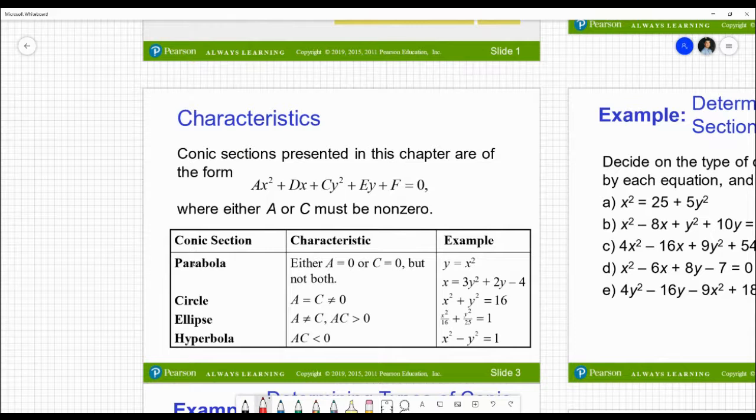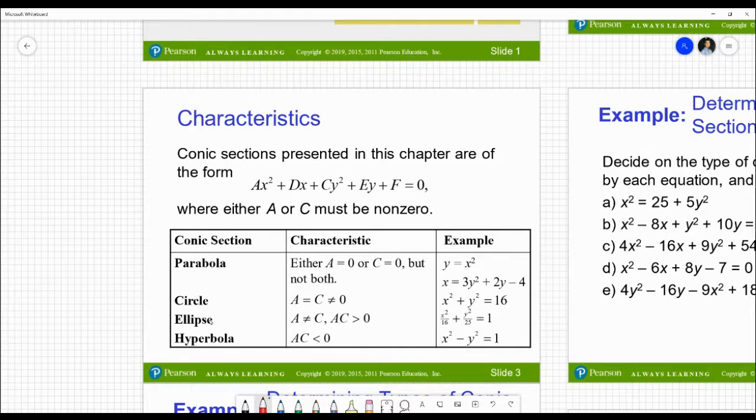So for a parabola, remember that you either have y equals x squared or x equals y squared. So only one of them is squared. That means that A or C has to be 0, but not both of them. So here we have A or C equals 0, therefore we have y equals x squared, for example. For a circle, A has to equal C, and of course it cannot equal 0. So if A and C are not equal to 0 and they are equal, you know that you have a circle. For an ellipse, you have A not equal to C, and A times C is greater than 0.